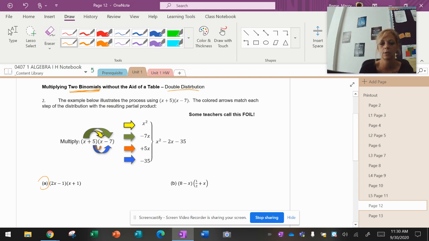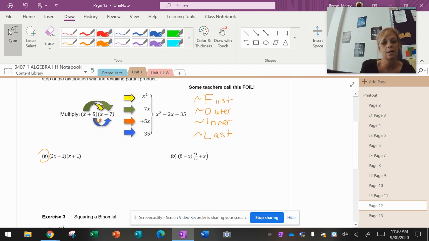It's called FOIL, okay? And the FOIL stands for first, the F stands for first, the O stands for outer. The I stands for the inner, and the L is last. Okay, so FOIL is just like an acronym to remind you.